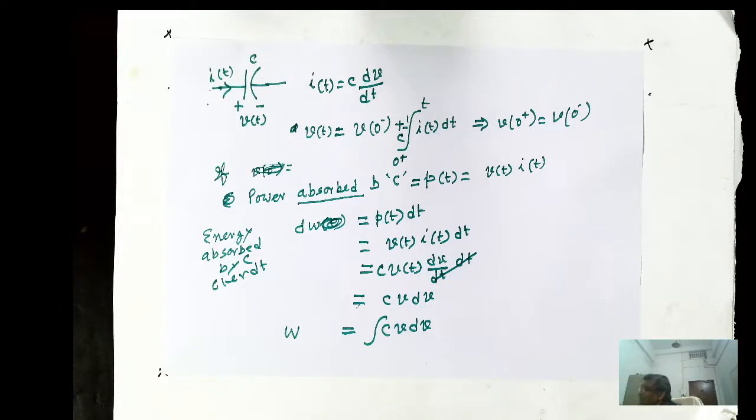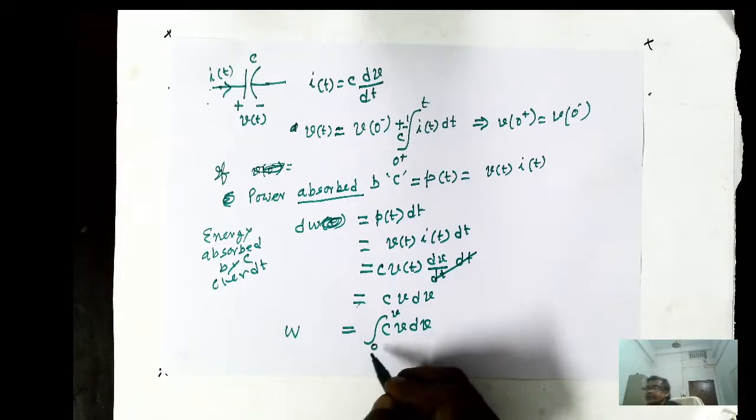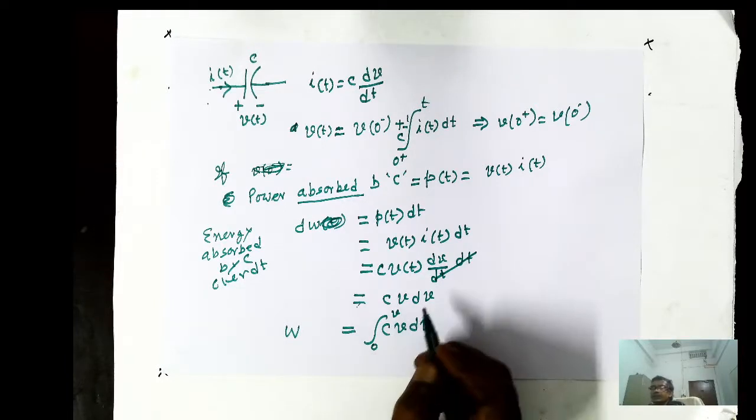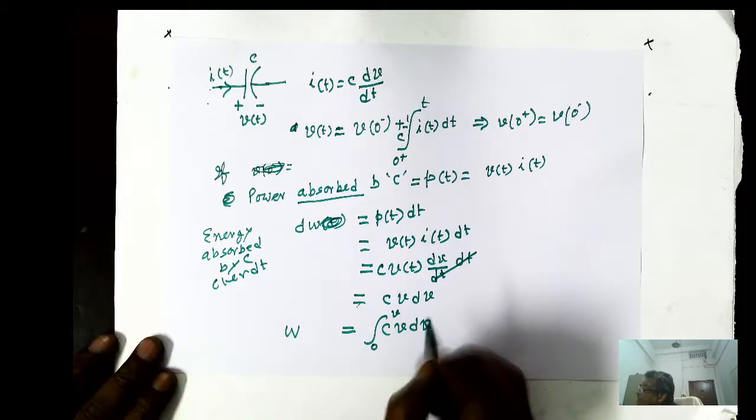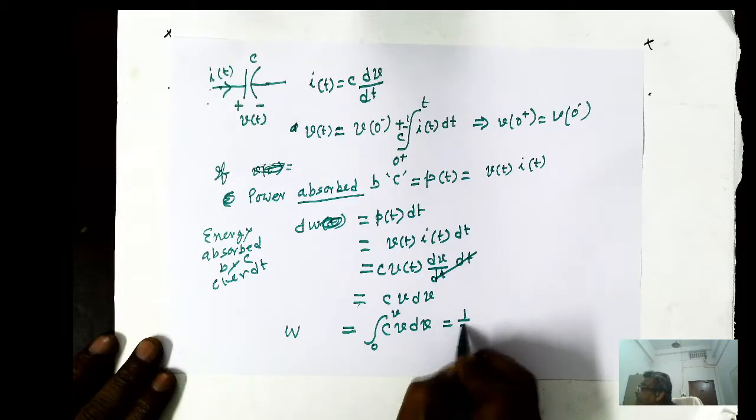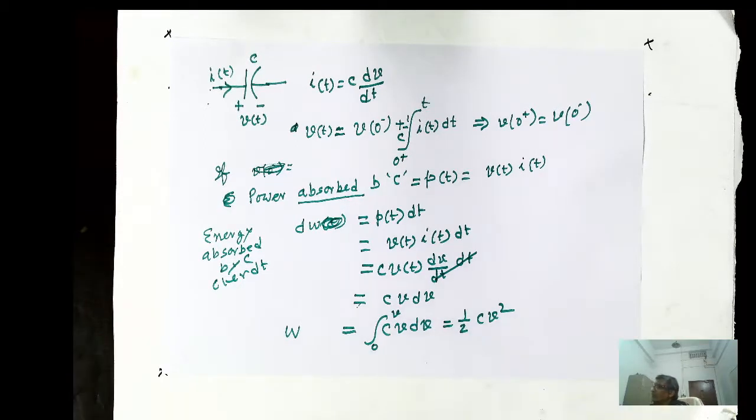So assuming that the voltage at time t is V, and say from 0 to V I started with V0 minus equal to 0, then this merely becomes half CV square, which is a very well known and popular result so far as capacitance is concerned. So much joules will be stored in a capacitor.